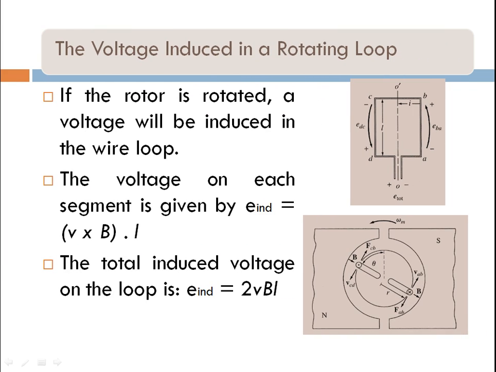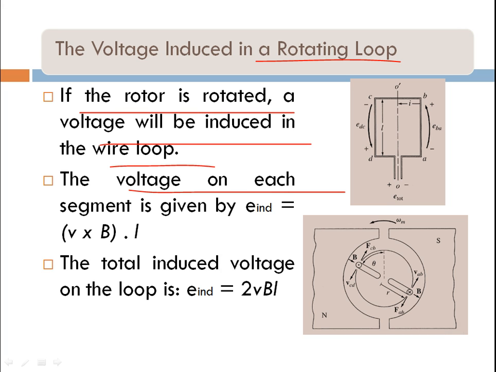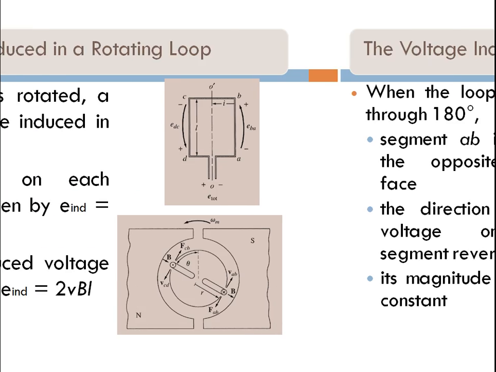The voltage induced in a rotating loop. If the rotor rotates, a voltage will be induced in the wire loop. The voltage on each segment is given by e_ind, the induced voltage, or in any other way it can be expressed, e_A. So e_ind equals (v × B) · l. The total induced voltage on the loop is e_ind = 2vBl.